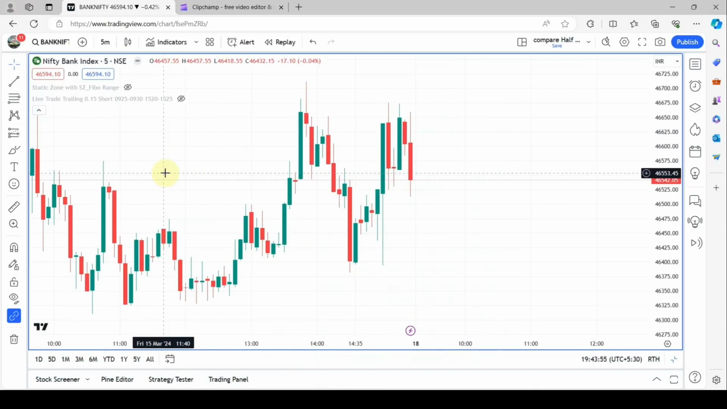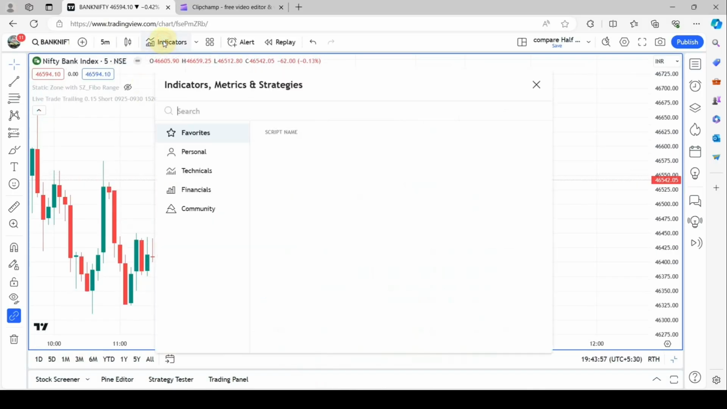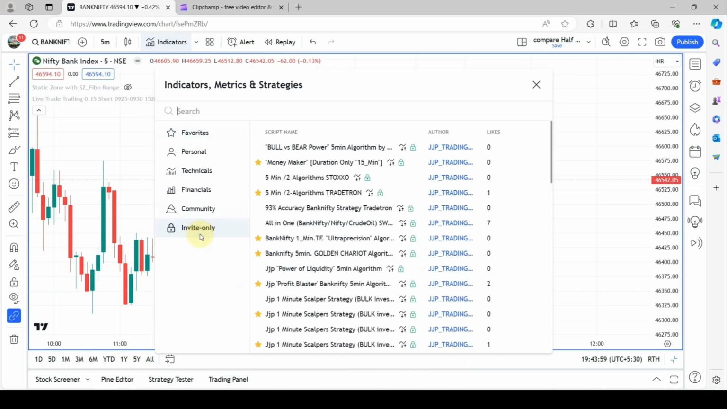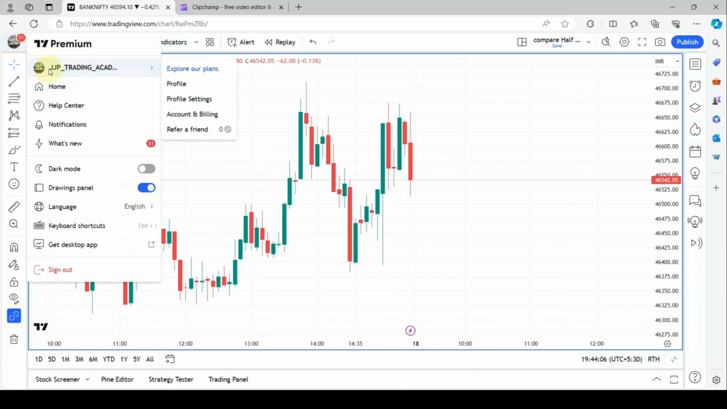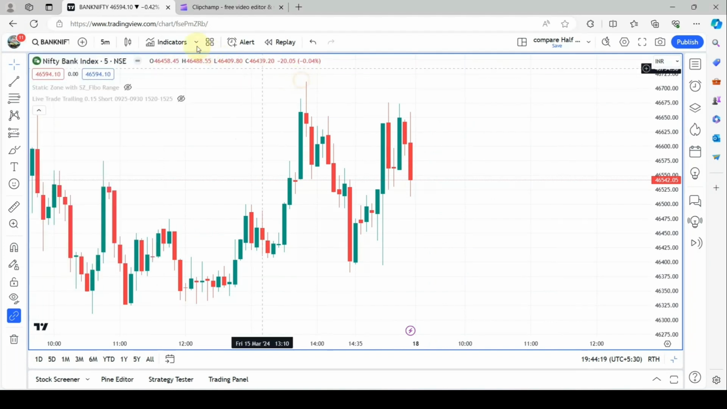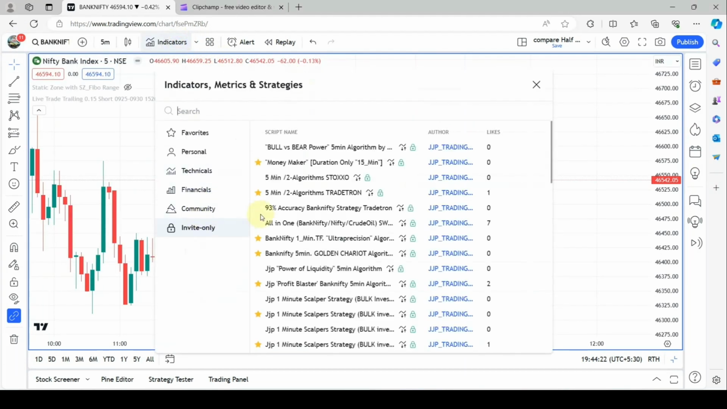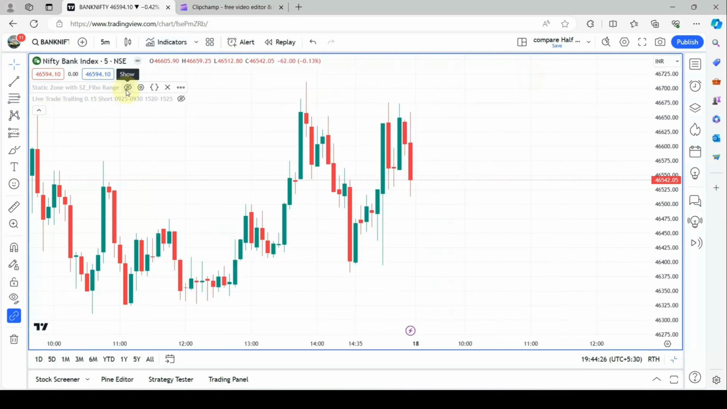Once you get access to our indicator, just click on the indicators button and click on invite only scripts. Here you will get our indicator in your invite only scripts. We will be giving the access particularly for your account. To get access, you should first give your Tradingview profile ID. You will have a unique Tradingview profile ID once you sign up with Tradingview. Through this profile ID only we will be giving the access. Once you get the access, just click on indicators, go to invite only scripts and include the indicator. So now I have included the indicator on the chart.